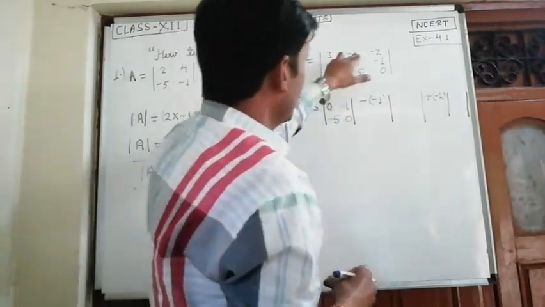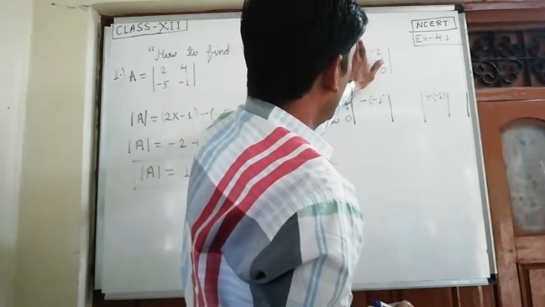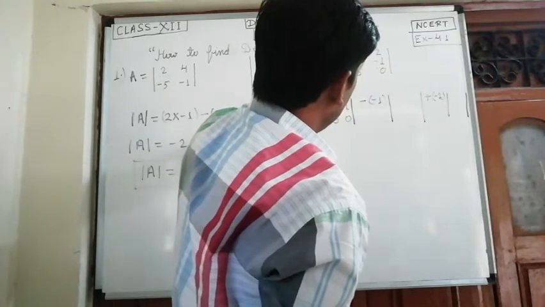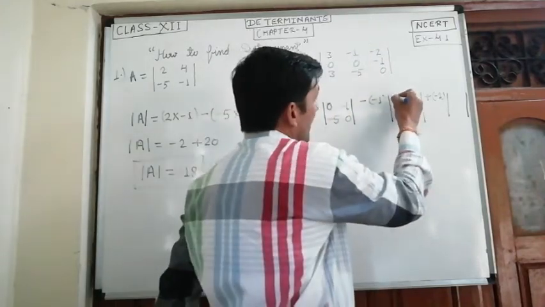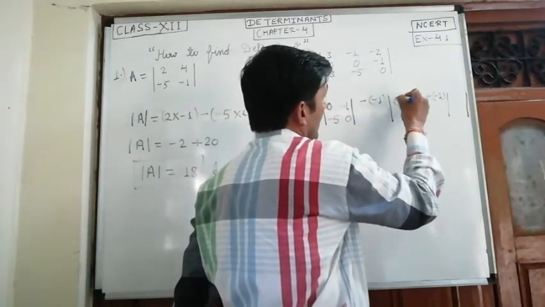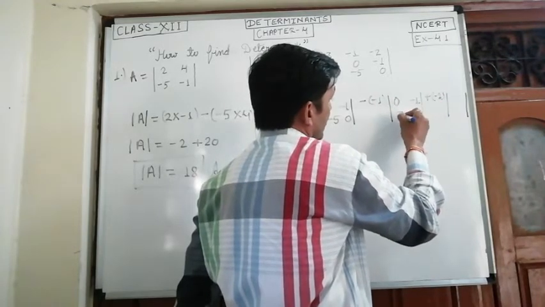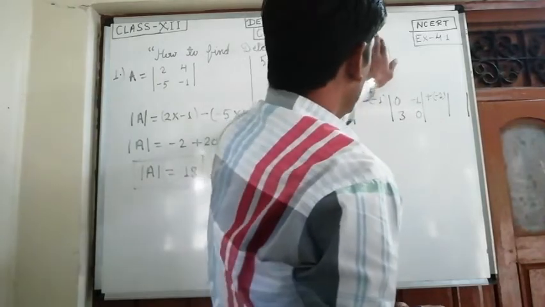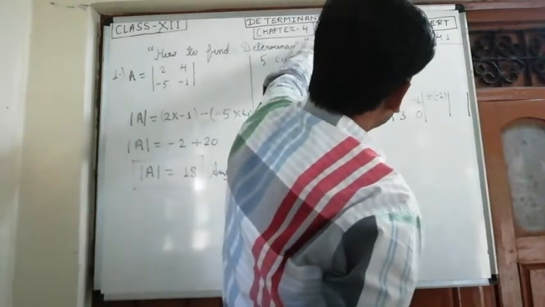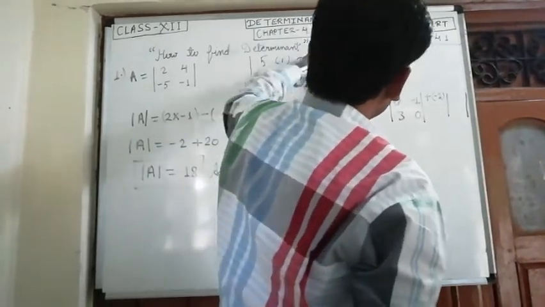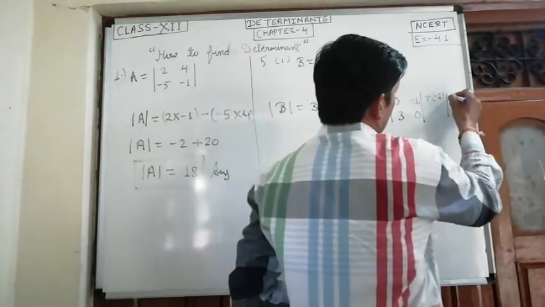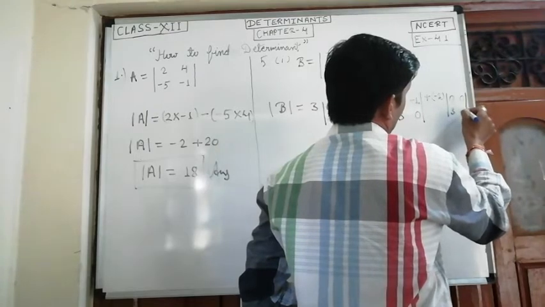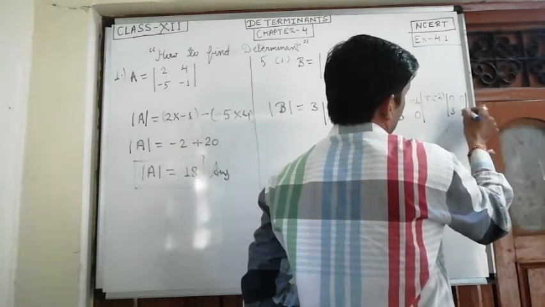Now if I am writing this element, means this column and this row will be eliminated. So remaining parts are 0, -1 and 3, 0. 0, -1 and 3, 0 we have to write here. In case of -2, this column and this row will be eliminated. 0, 0, 3, -5. 0, 0, 3 and -5 will be written as it is.